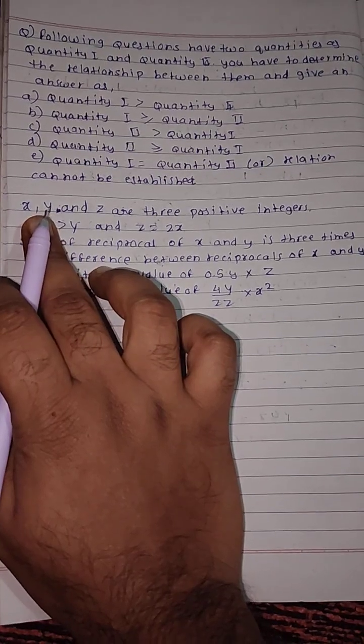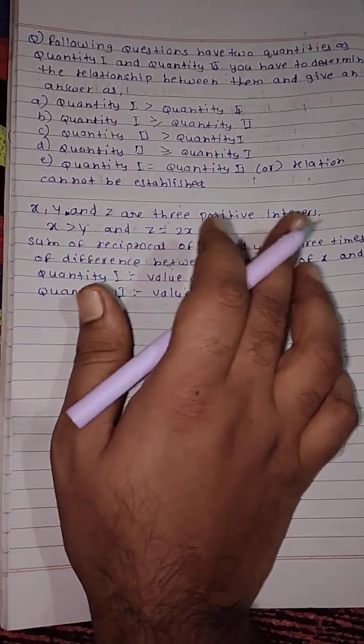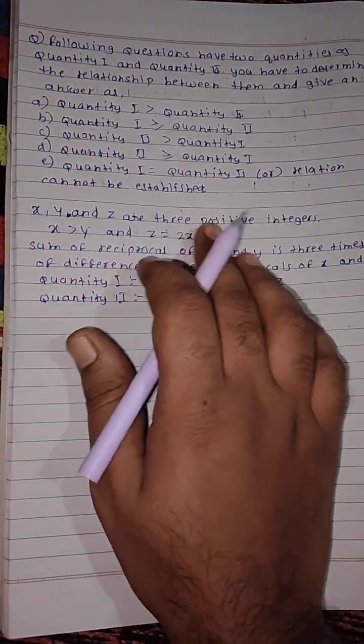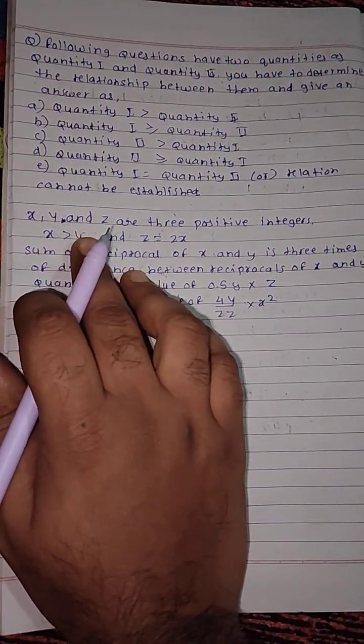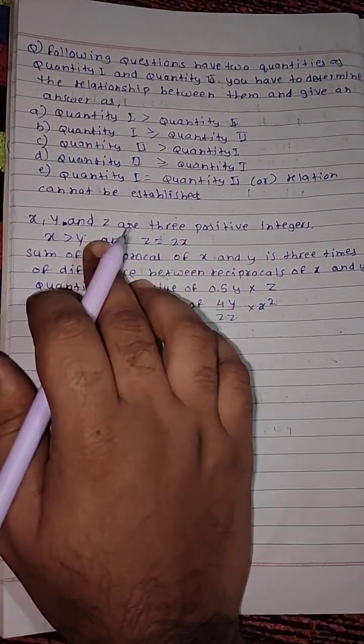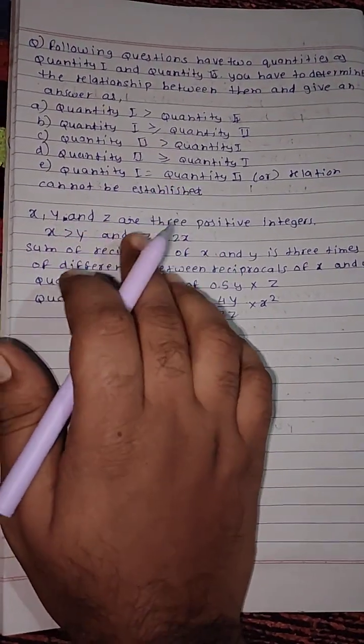In the question they have given that x, y, z are three positive integers. Means these are integers and these are positive integers. And they have given the info that x is greater than y and z equals 2x. So the value of x is greater than y.